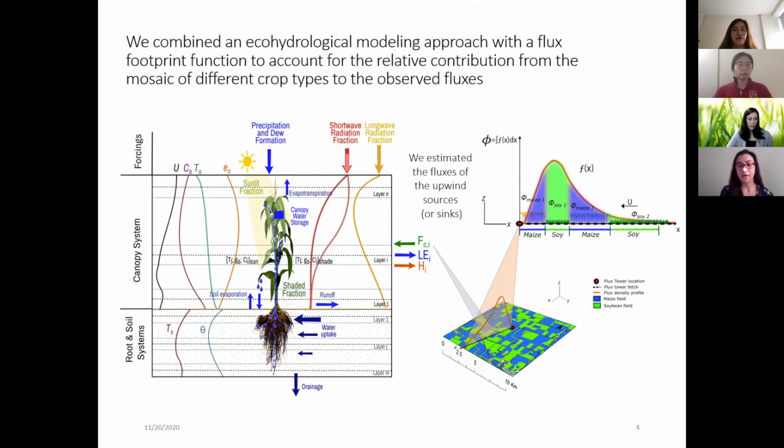To quantify the rate of fluxes, now that we have the momentum flux, which is what is going to carry the scalars, we need to know what the actual fluxes are that can be emitted by each of the sources. In this case, the sources are the fields of corn and soybean. To know that from a physical perspective, we use an ecohydrological model called MLCan, that many of you are familiar with. That was the way we could obtain those fluxes.